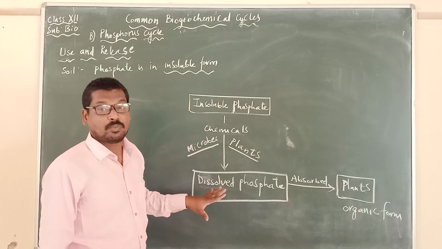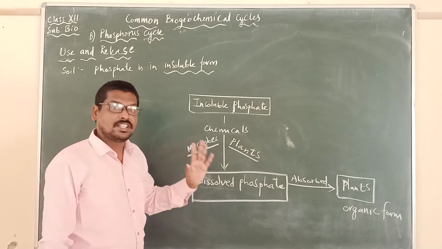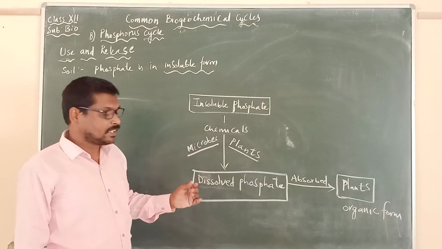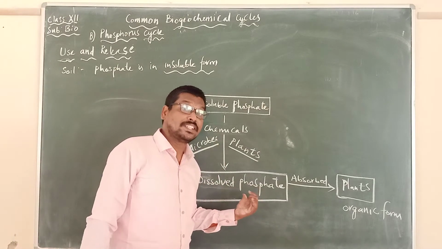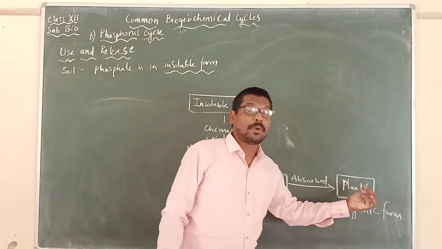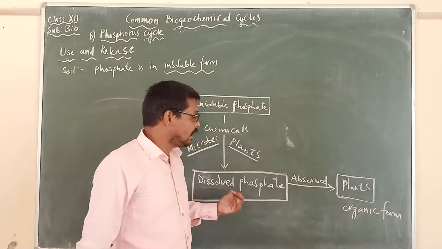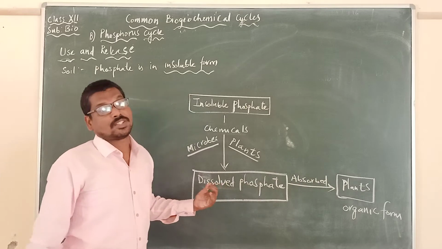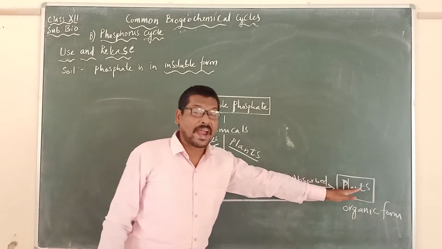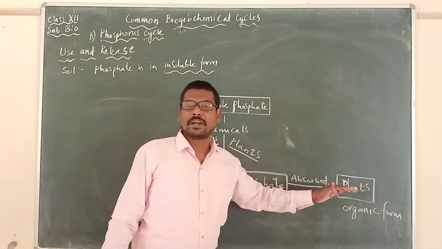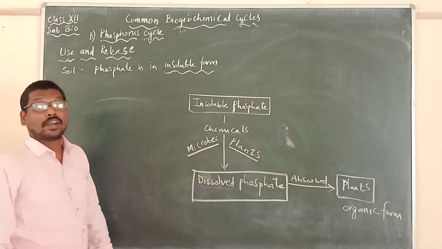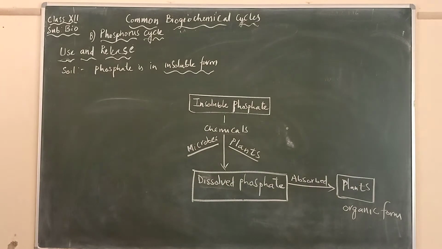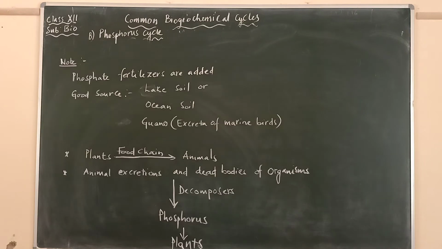This is all happening where? In the soil. Right after that, it is easy for the plants to absorb the dissolved phosphate. And then the plants will convert this dissolved phosphate into organic form. This is how it is used and released.